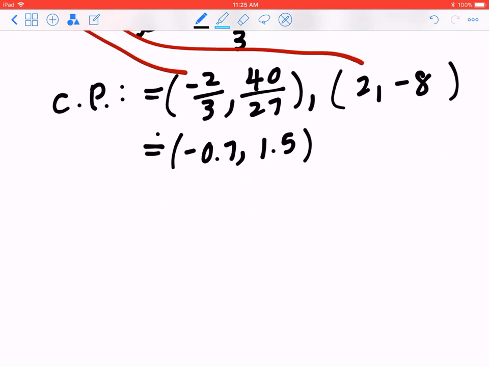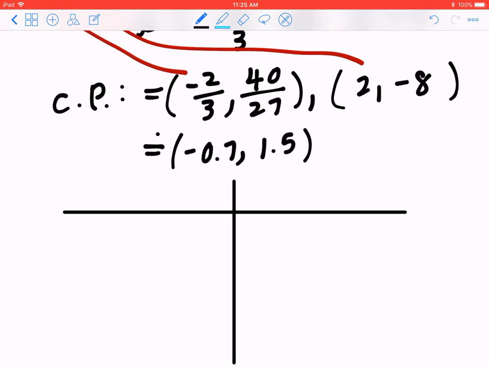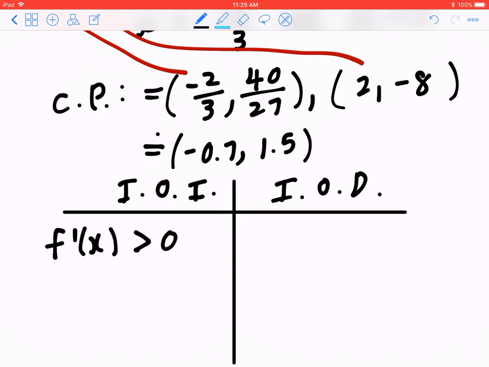Again, you form the table. There are two different columns. The first column is going to be IOI, interval of increase. The second column is going to be IOD, interval of decrease. So in the first case, you know that the derivative must be positive. And in the second case, you know that the derivative must be negative.